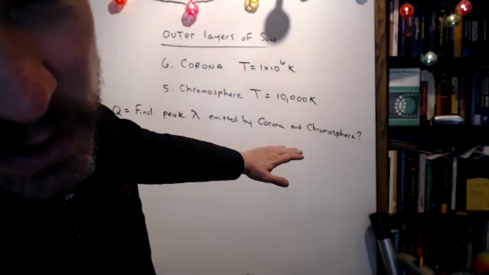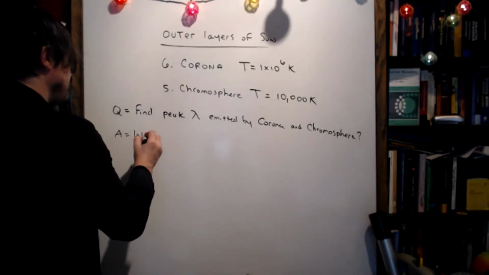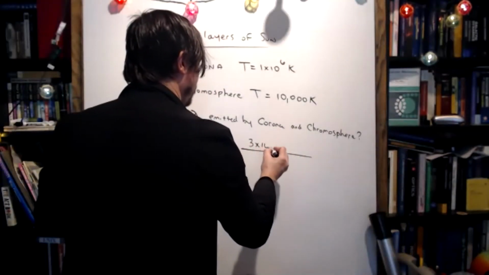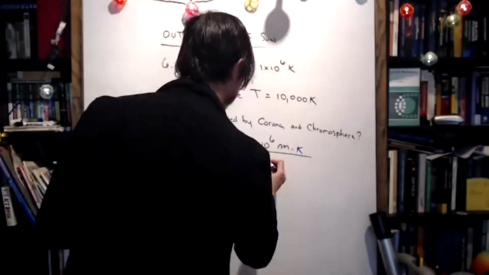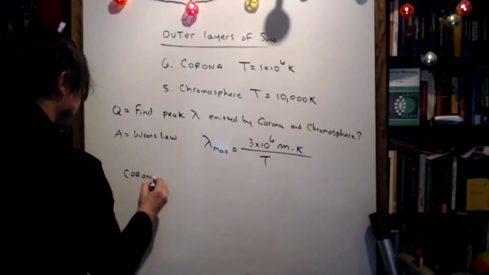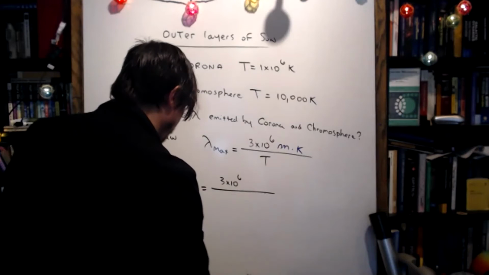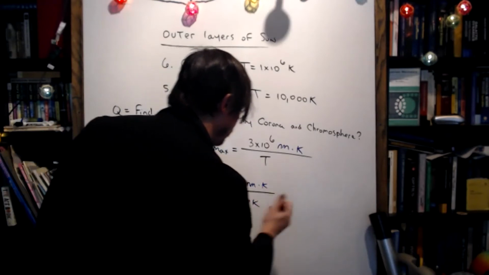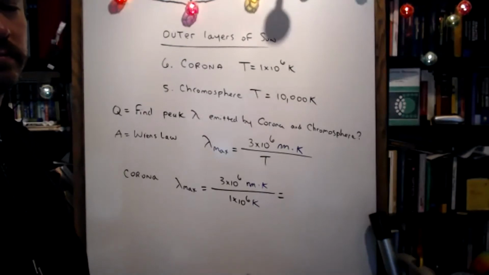I should mention that normally Wien's law is used for black bodies, but these things are so high temperature that it kind of doesn't matter. So let's use Wien's law. The peak wavelength of emission is 3 million nanometer kelvins divided by the temperature. First we'll start with the corona. Lambda max is 3 million nanometer kelvins divided by 1 million Kelvin. What's that work out to be? Three nanometers.